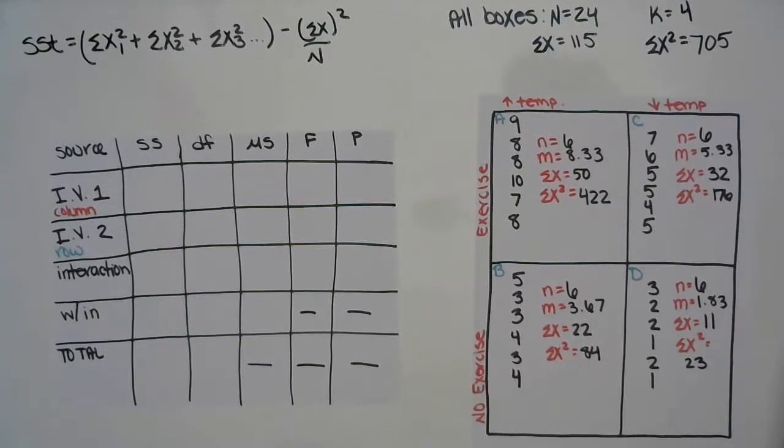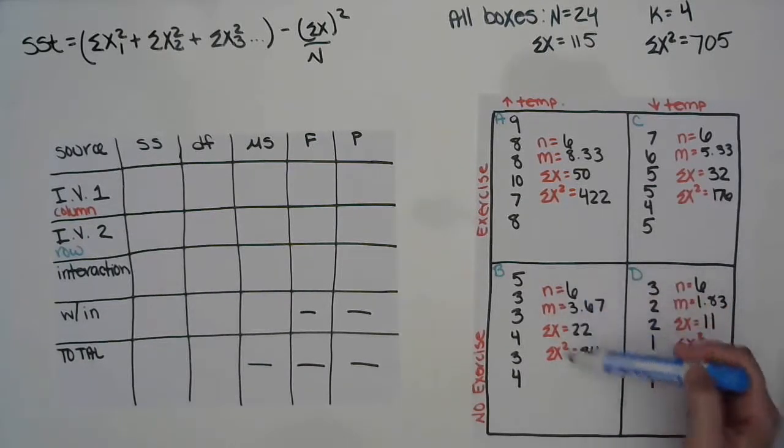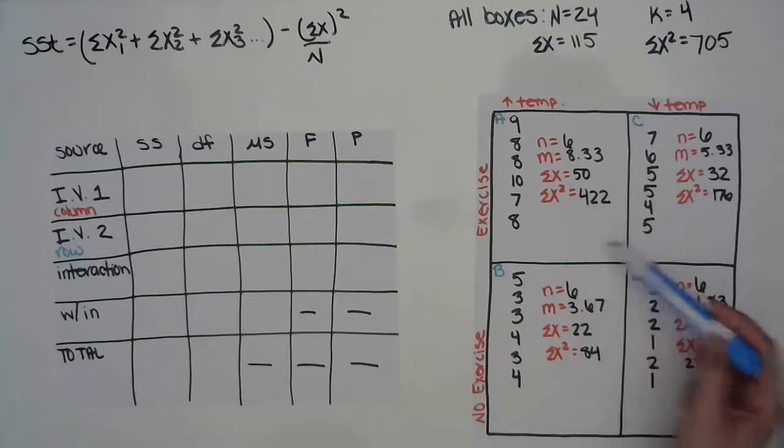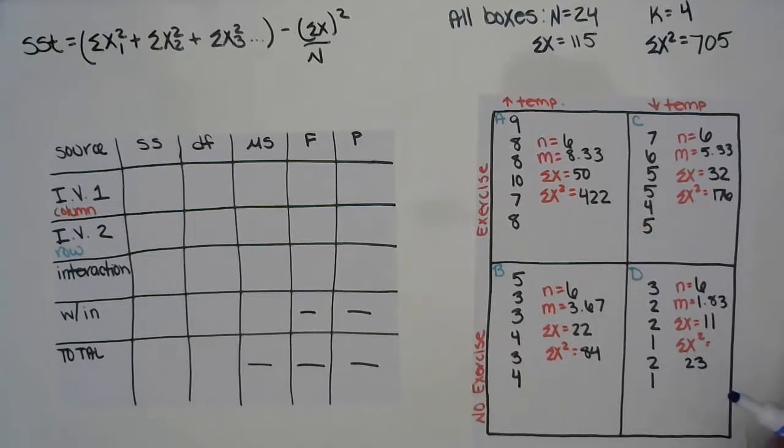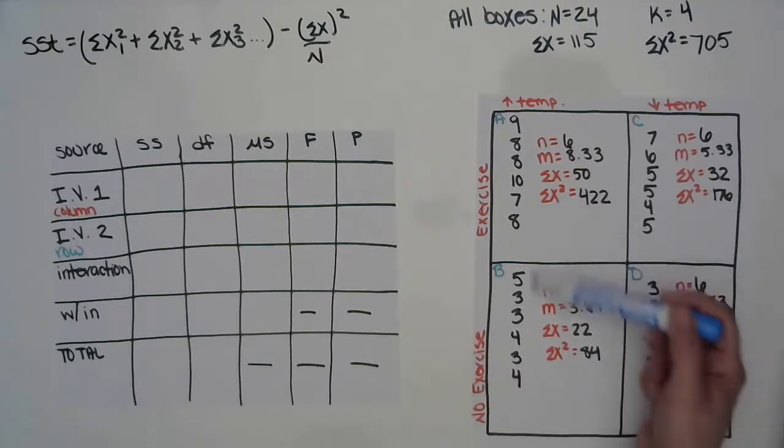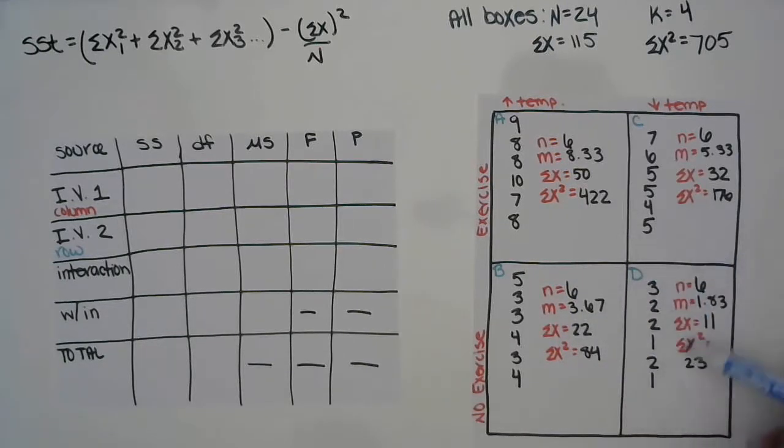Something that I didn't really explain too much before was the columns and rows. When you're looking at the boxes for the Factorial ANOVA, the columns are going to be from top to bottom, and the rows are going to be from left to right. So if somebody's asking you for the information from column 1, this is column 1. This is going to be column 2. This is going to be row 1, and this is going to be row 2. That's something that you might need to know for later.